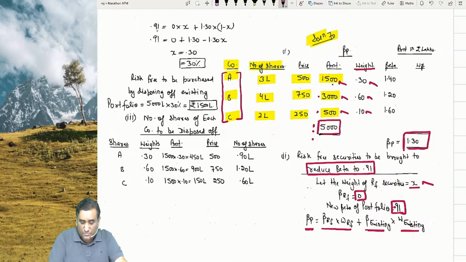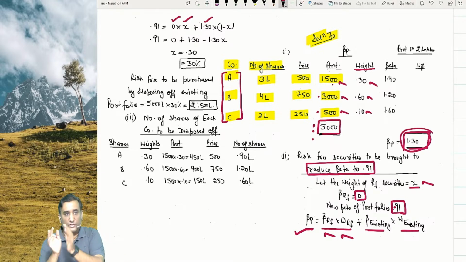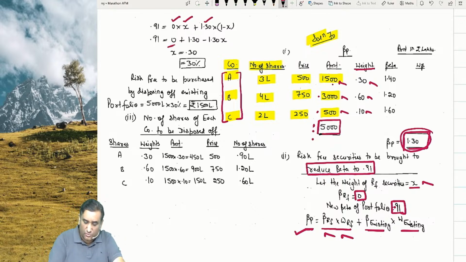If my new beta is 0.91, the risk free beta is 0. That's 0 times the weight of the risk free. The existing beta was 1.3. So I have to combine 1.3 times the weight of the remaining, plus 0 times X. That should be equal to 0.91. So the first part is anyhow 0, and this gives X as 1 minus 0.7, which is 30%.